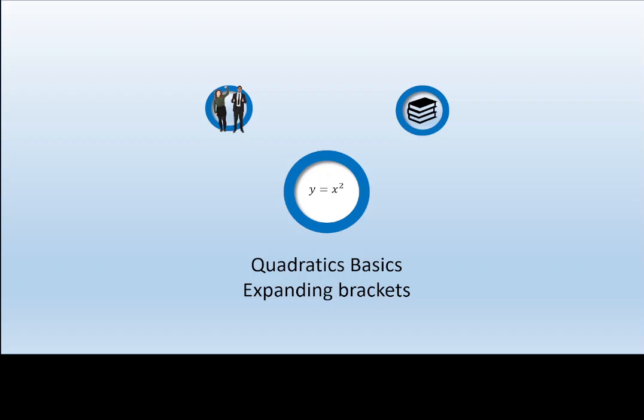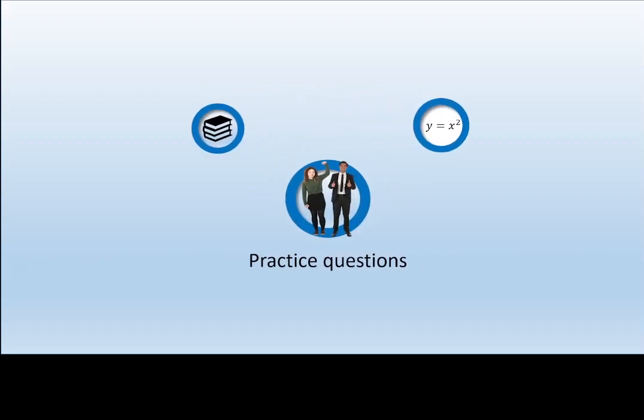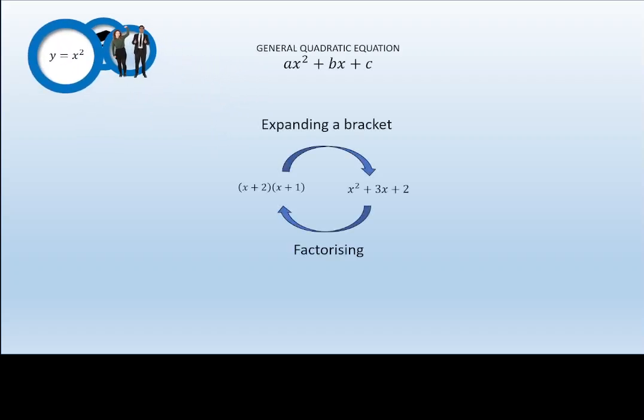Today is a continuation of quadratic basics and we're going to be talking about expanding brackets. I'll be using a couple of methods for that, grid and FOIL, and then you'll have a chance to have a go at the end yourself. First things first, from the previous video, we're going to be generating the general quadratic equation in its form ax squared plus bx plus c, and we're doing that by expanding the two brackets. That's what we're doing today.